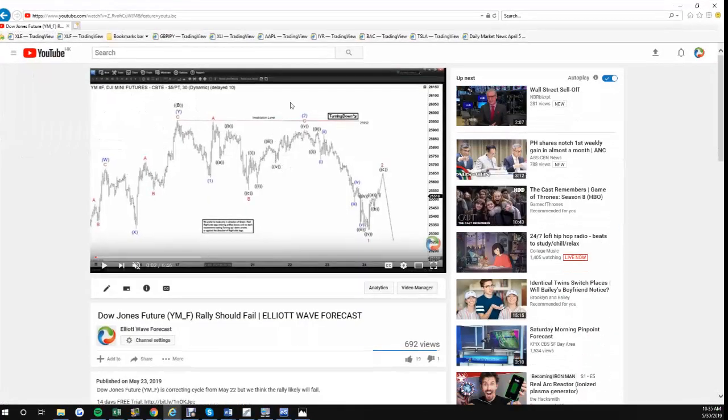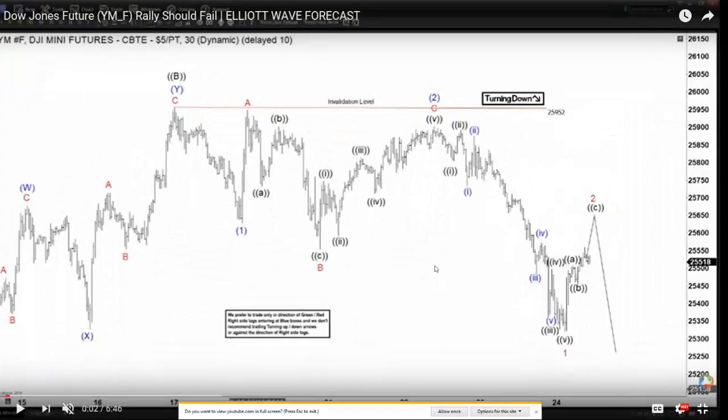Now if you guys recall, the last time we provided an update on the Dow Jones was not really too long ago, right? This one was on May 23rd. On May 23rd, we were saying that the rally should fail. This is only a few trading days ago. We were calling for the bounce here to fail and looking for the downside. You can see it. Let me zoom in. So as far as the bounce stays below 25,952, this bounce should fail and then we look lower.